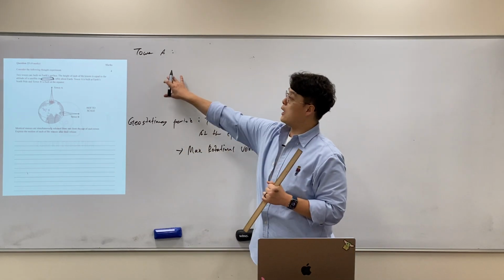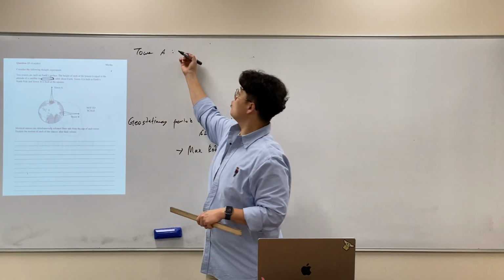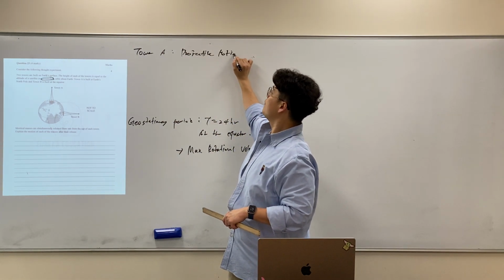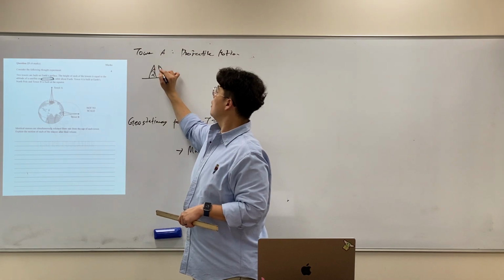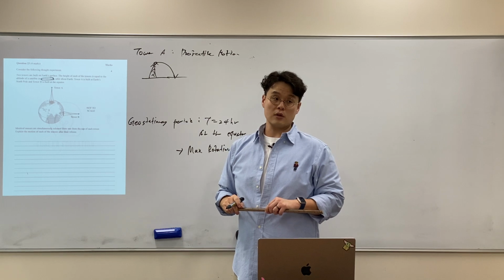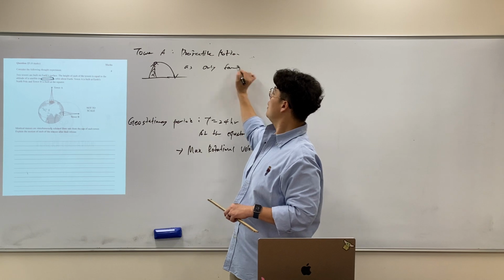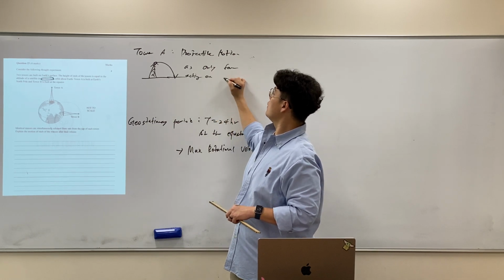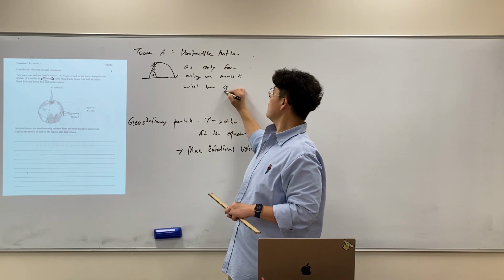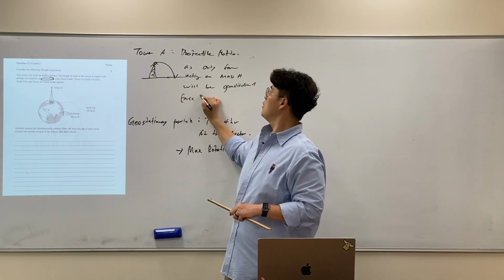Okay, so Tower A is at the North Pole, as you can see. When you're dropping a mass from there, it will be a simple projectile motion. The ball will go down like this. The only force acting on mass A will be the gravitational force, which is downwards.